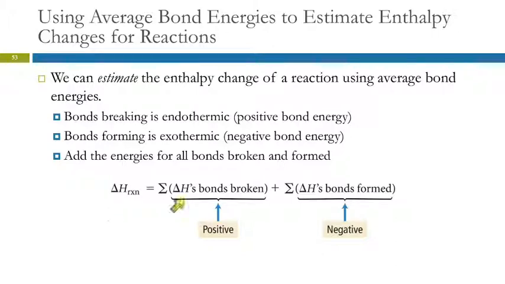So you can express it mathematically this way, that the heat of reaction is equal to delta H for the bonds broken, so those would be the bond energies, plus the heats, or the delta H's for the bonds formed. This is going to be negative.